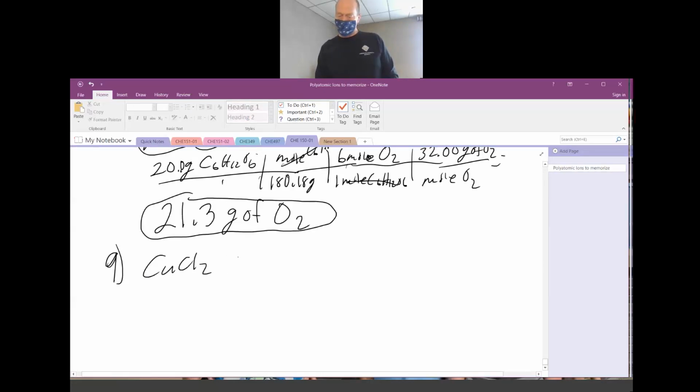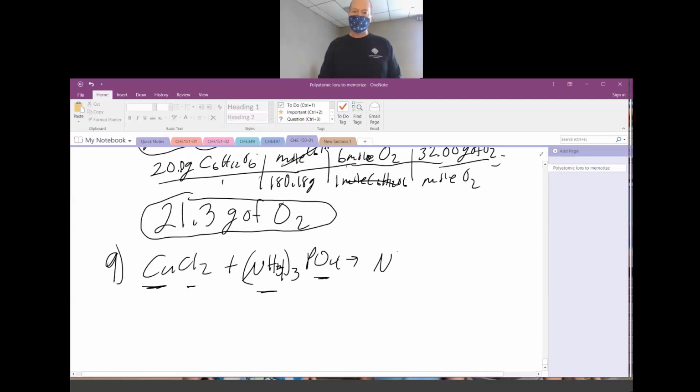CuCl2 plus (NH4)3PO4. All right, so we're doing a double replacement reaction. That means that the positive ion on this one is now going with the negative ion on this one, and the positive ion on this one is going with the negative ion on that one. And it doesn't matter what order you put them in.